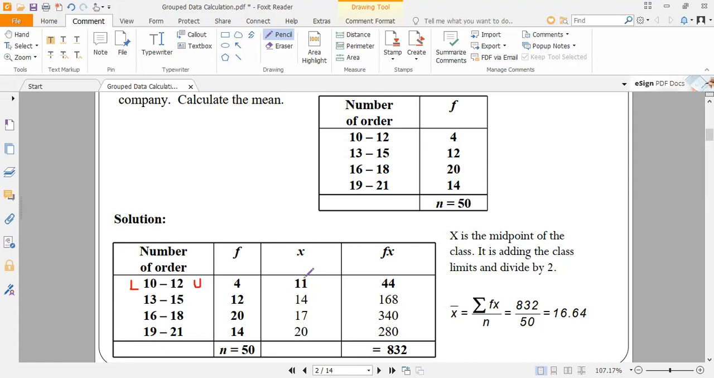All right. Then 13 plus 15, what do we get? 28. Divided by 2, we get 14. 16 plus 18, we get 34, divided by 2, 17. 19 plus 21 divided by 2, we get 20. So this is called our what? Our midpoint.